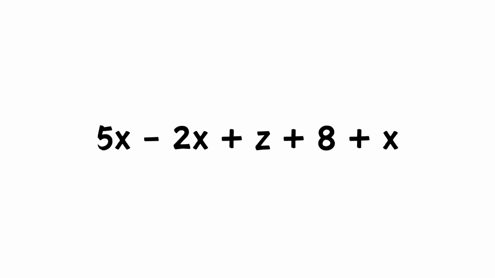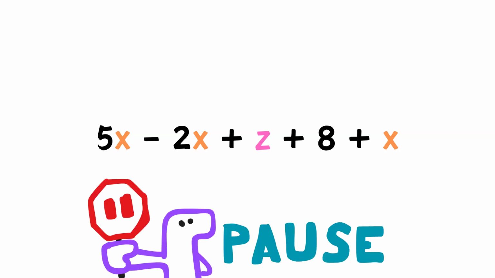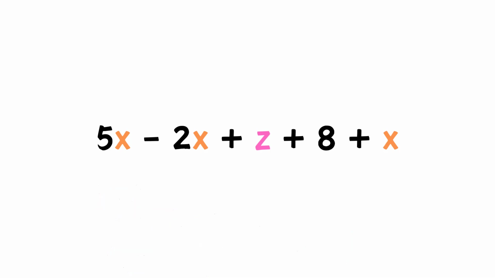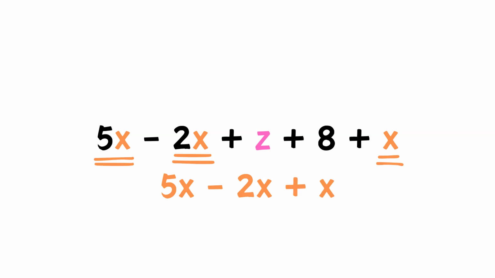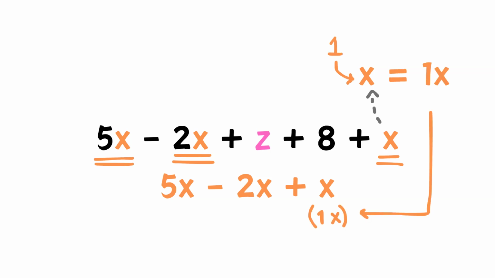Okay, here's another expression. This expression has multiple variables, x and z. See if you can simplify this on your own. Okay, now let's simplify it step by step. First, let's find all the times x shows up. We have 5x, negative 2x, and x. Now, if a variable doesn't have a coefficient like x, that just means there's one of them. So it's the same as writing 1x.